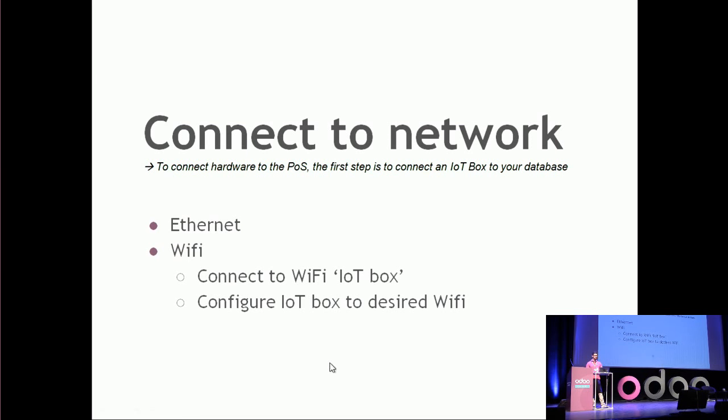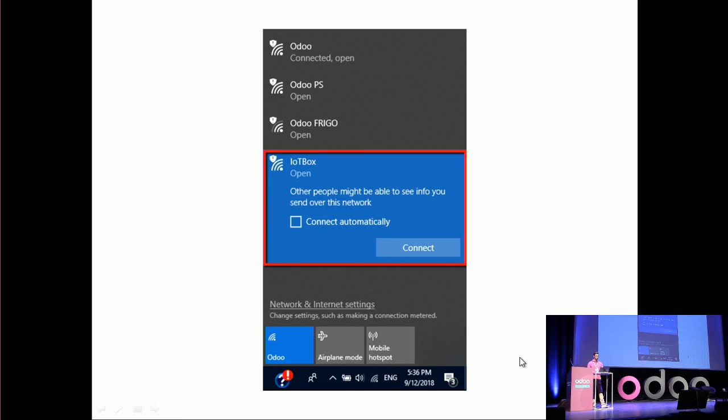As I just mentioned, you have two different possibilities in order to connect to your network. The first one is Ethernet, and the second one is Wi-Fi. With Ethernet, as we just saw, it's very easy. You just need to click on scan. With Wi-Fi, it's still very easy, but it's a bit different. The IoT box will generate a Wi-Fi network. The name of this Wi-Fi is IoT Box. So you just need to click on the IoT Box Wi-Fi and then click on Connect.